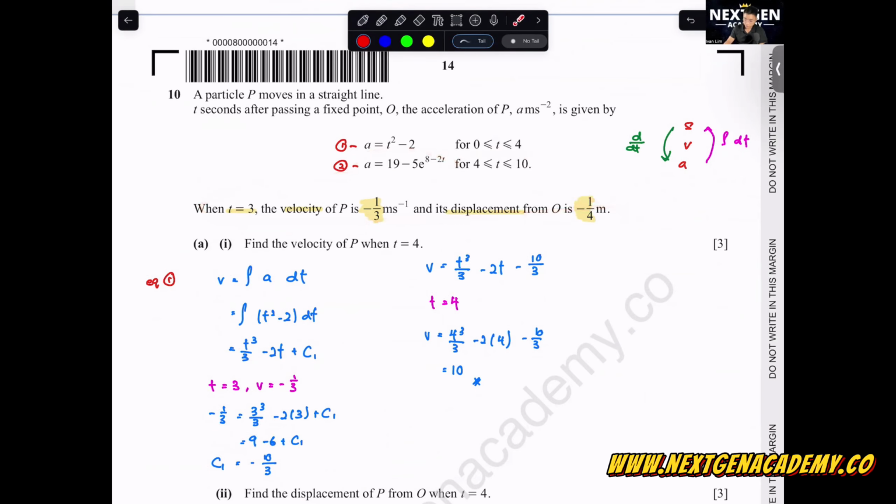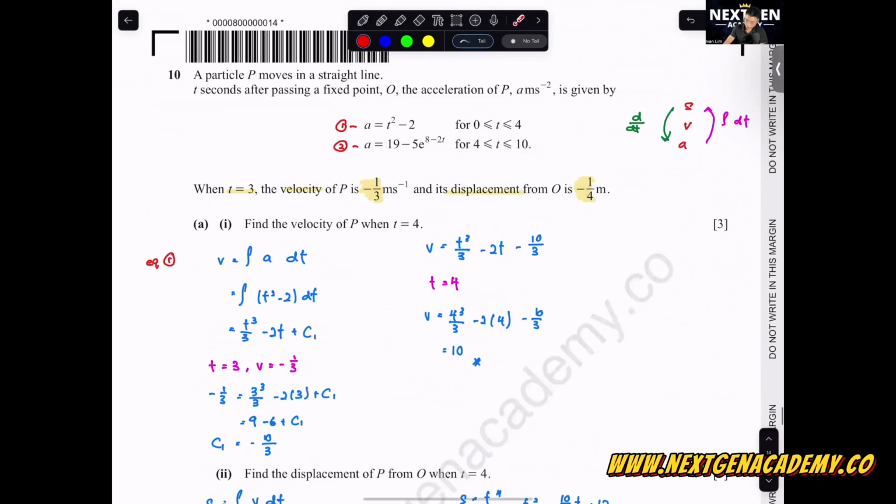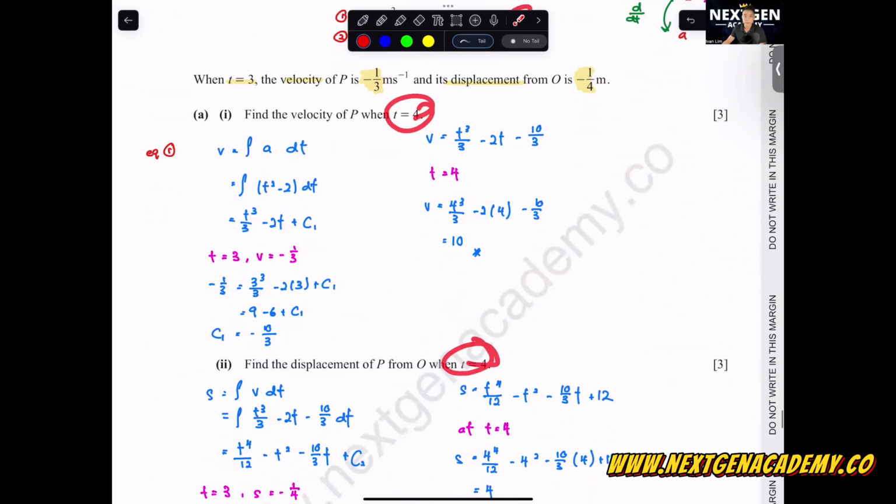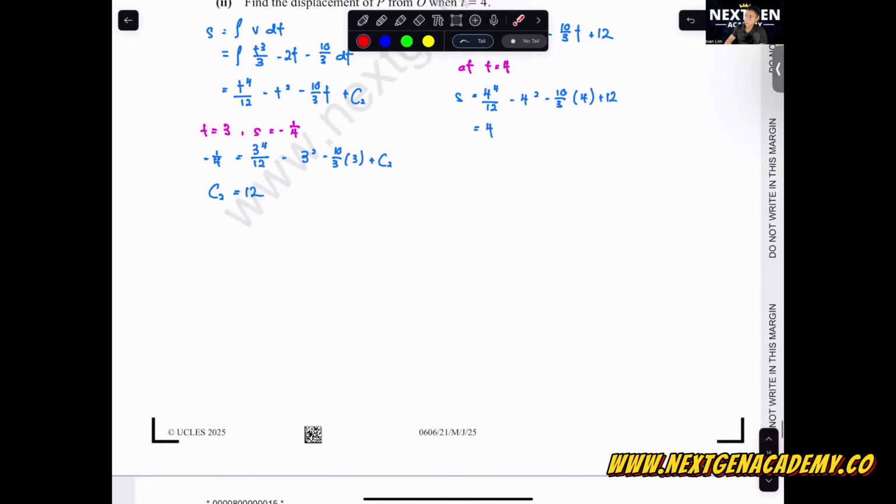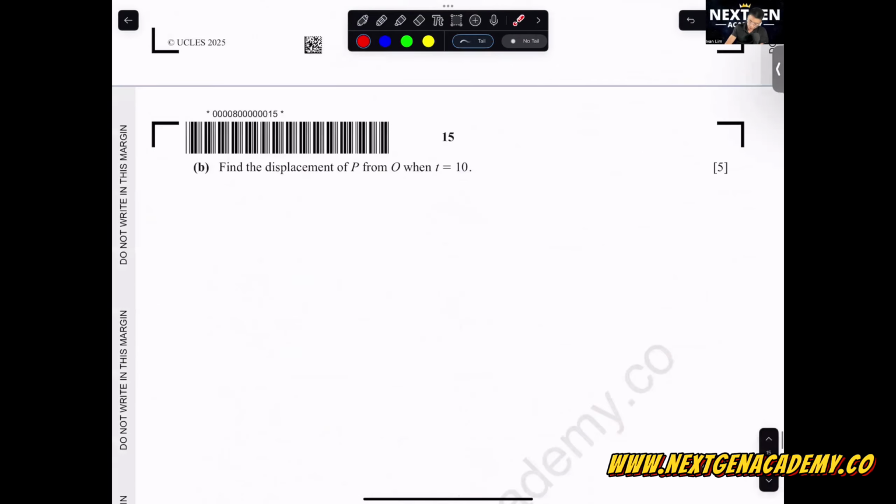But if you look at the previous question, they share something in common, which is 4, when t equals 4. And you look at the question just now, they are asking us to find when t equals 4. So what information do we have from A? We can write down here: from A, when t equals 4, v is equal to 10, and then s equals 4. This is what we calculated just now. So we use this to continue.